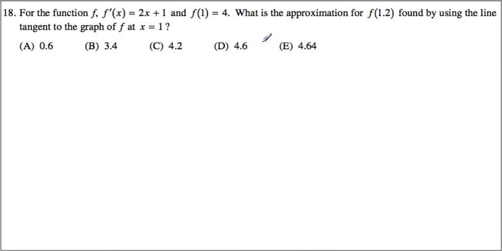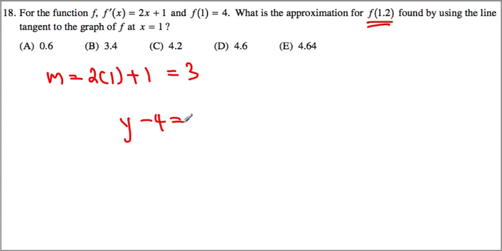Number 18. For the function f and f prime, and f of 1 is given in this way, what is the approximation for this using the tangent line? In order to get the equation of the tangent line, we need the x and y value. That's great, but we need the slope. So slope m should be the first derivative when x equals 1. So 2 times 1 plus 1, which will be equal to 3. So therefore, our equation is y minus 4 is equal to 3 times x minus 1.